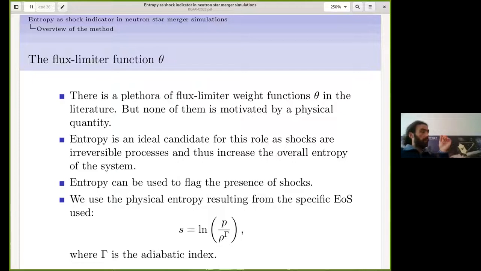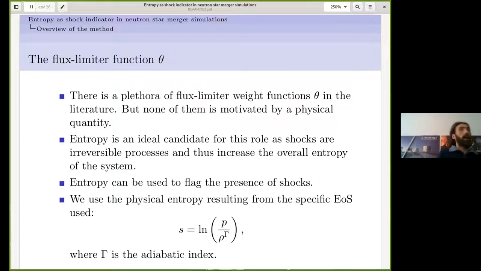Now, our big contribution is how we calculate these flux limiter functions, this theta. One can find a plethora of flux limiter functions, theta, in the bibliography, but none of them is motivated from a physical quantity. And this is really interesting because entropy is an ideal candidate to play this role, because we know that a shock is an irreversible process. And when we have an irreversible process, entropy can only increase.